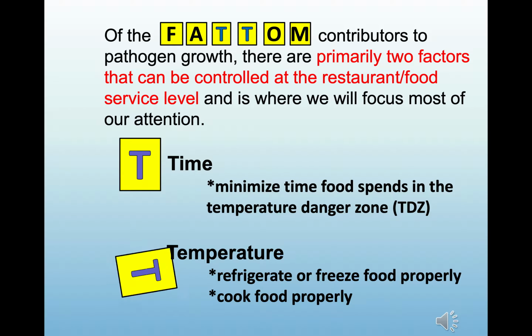Of the 6 FAT-TOM conditions, we can only really control 2 of those conditions at the restaurant or food service level. Those 2 factors are time and temperature. Since these are the 2 factors that we are able to control, we will focus most of our time and attention on them. We can minimize the amount of time that foods spend in the danger zone, or the temperature zone between 41 degrees Fahrenheit and 135 degrees Fahrenheit, or we can refrigerate and freeze foods appropriately and cook foods to their proper temperatures.